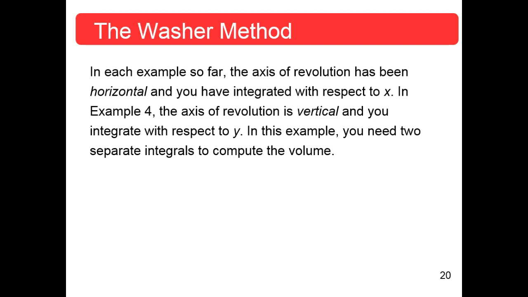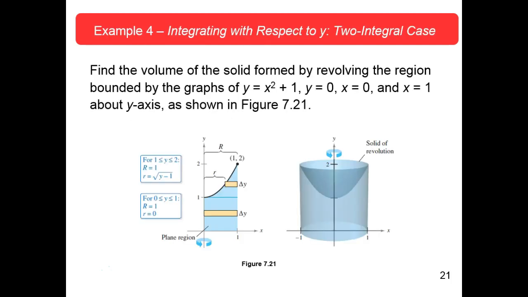Okay, so in each example so far, the axis of revolution has been horizontal, and you've integrated with respect to x, which is what we were talking about before. In this next example, the axis of revolution is vertical, and you'll integrate with respect to y. In this example, you need 2 separate integrals to compute the volume. And I guess they're going to show that example. Yeah, here's example 4.